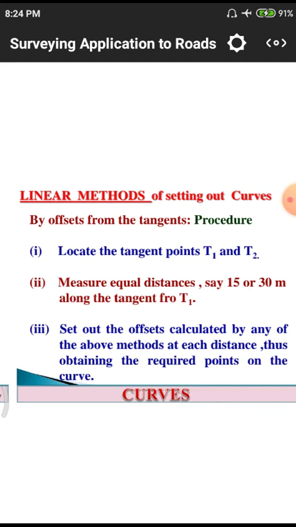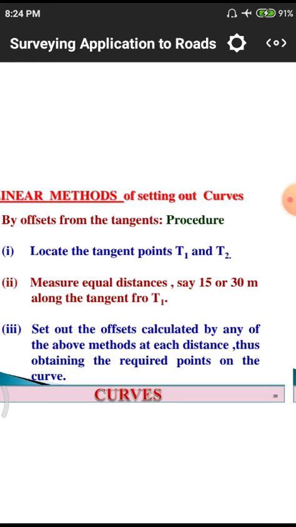By the offsets from tangents procedure, locate the tangent points T1 and T2, and measure equal distances, say 15 meters or 30 meters, along the tangent line. That means the total length of the chord is given as 30 meters, so we divide the 30 meters into two equal parts of 15 meters. From those two equal parts we fix the chords and offsets.